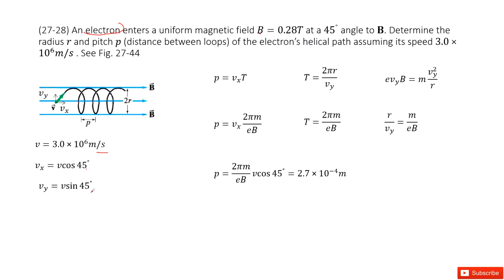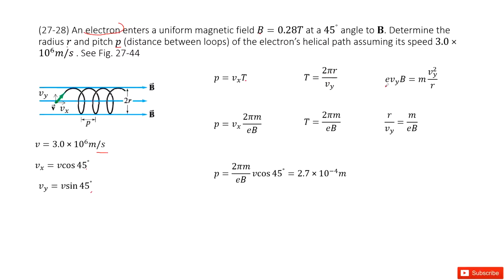Now we are asked to find the distance between loops. So the distance between loops is in the horizontal direction. So we have Vx times t, right? And then this t is called the period. The period is the time for one complete cycle. So we can consider it as 2 pi r divided by Vy, right?